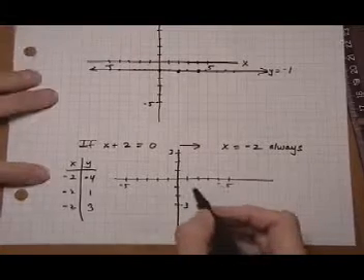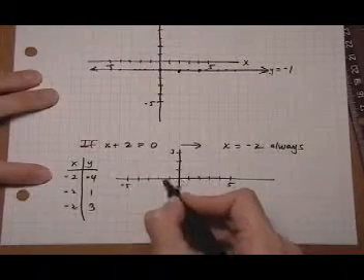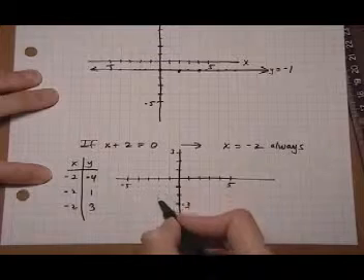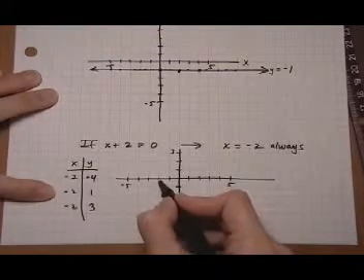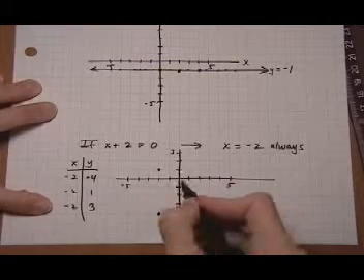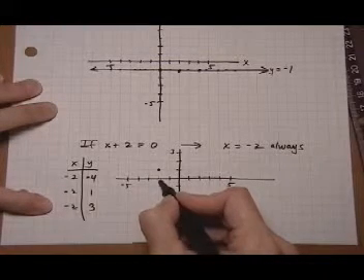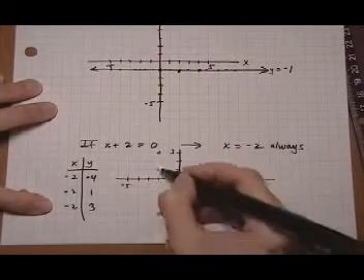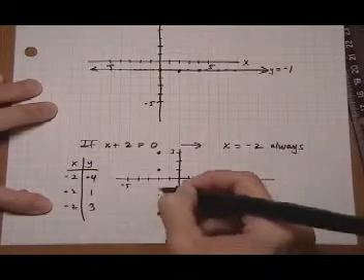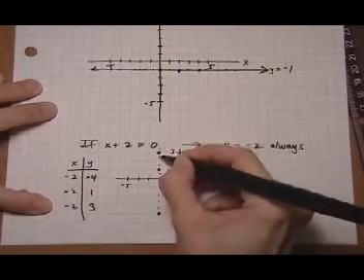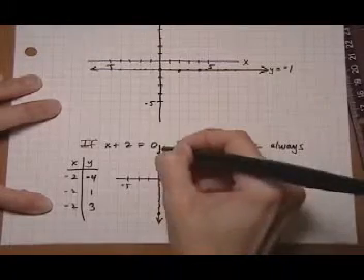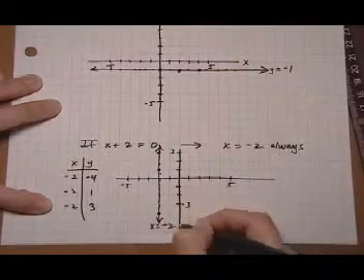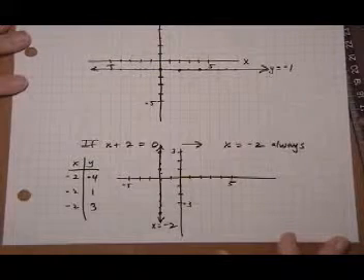minus 3. So if I have x is minus 2, for y is minus 4, is right down here. X is minus 2, y is 1. X is minus 2, y is 3. And again, these would fill up no matter what point I picked for y. X is always going to be minus 2. So in that case, I would get a vertical line.